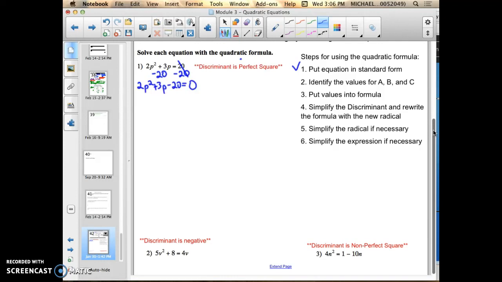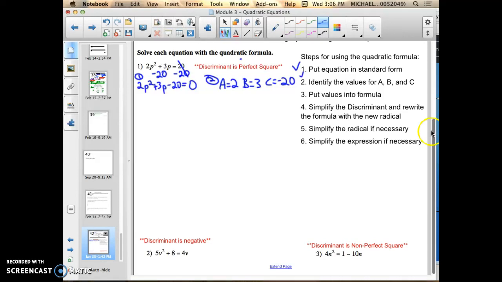Step 2. Please get in the habit of doing this. Identifying the values for a, b, and c will make step 3 a lot easier. So this was step 1, this is step 2, all right? A equals 2, B equals 3, and C equals negative 20. So far, so good. Now, because I wrote them out, I would love to see you do the same thing, identify and write out A, B, and C. I'm done with step 2. Step 3 becomes very easy.